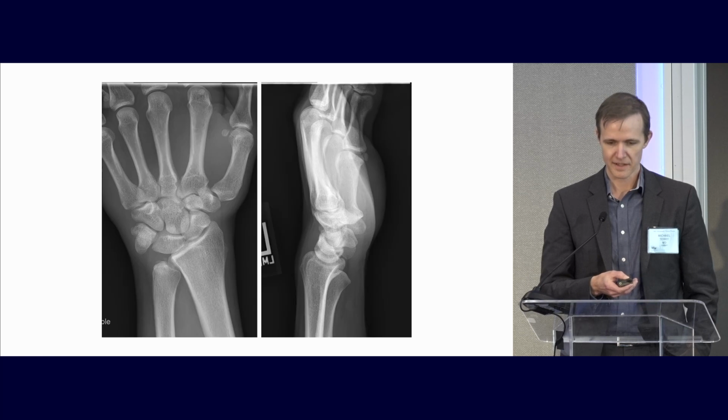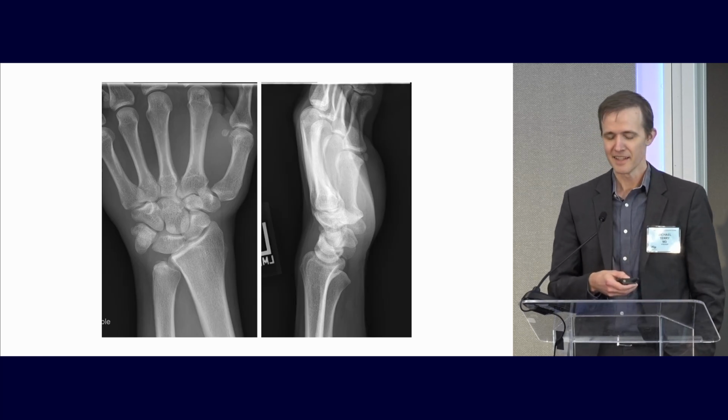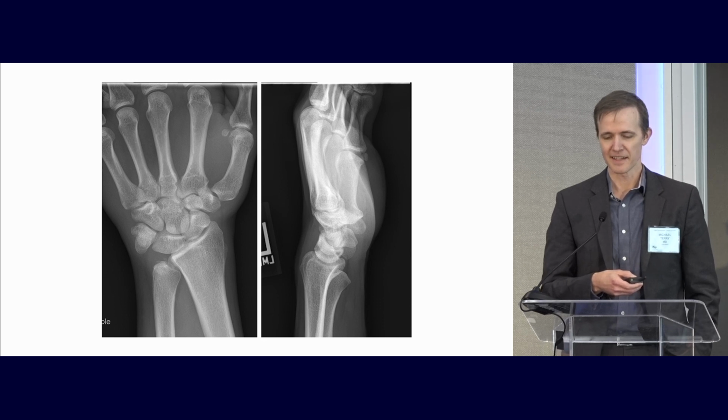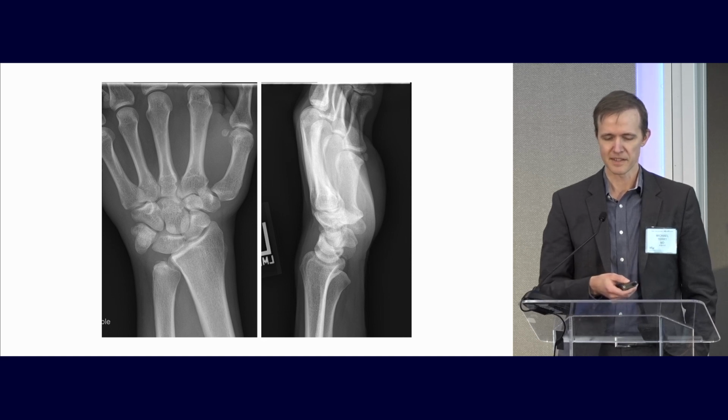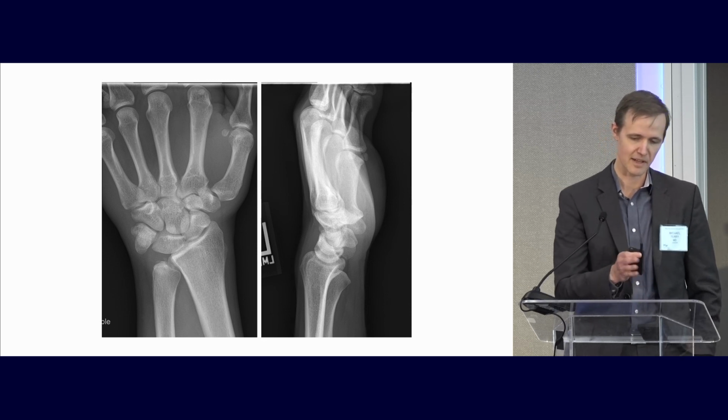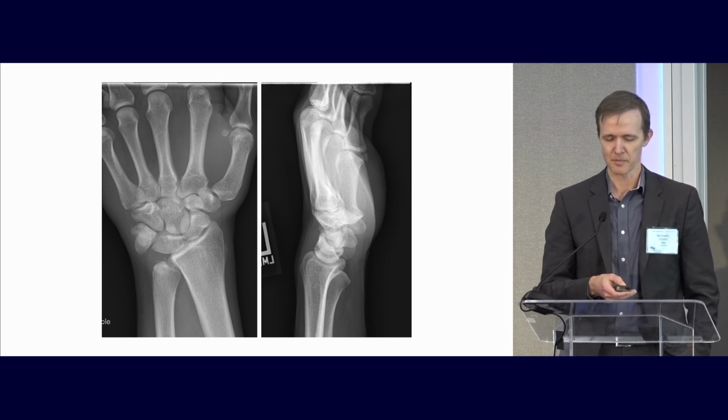Oh, let me go back here. And then here's another one, courtesy of Dr. Vogeli. So here's one that also can be missed, DRUJ dislocations. On the lateral film, you can see that there's actually a volar displacement of the ulna there. Things are also not lining up clearly on the AP, but sometimes these things are missed by the radiologist and by the ED physicians. So we have to keep a high index of suspicion.